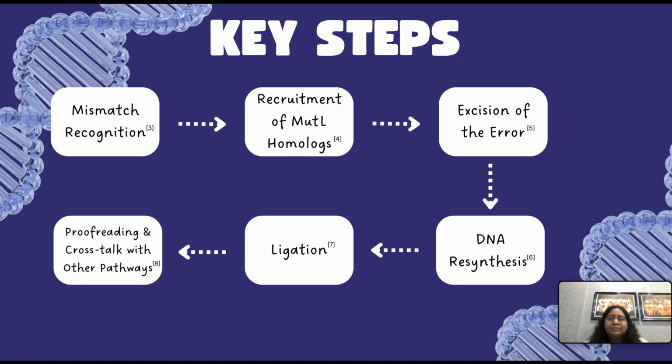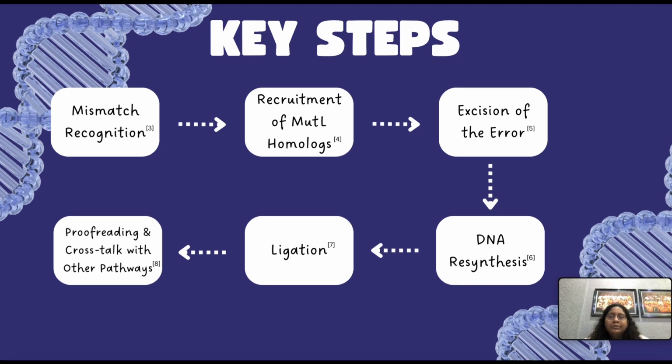So the first one is actually mismatch recognition, which is initiated by the MutS homolog proteins. In eukaryotes, the MSH2-MSH6 complex, or the MutS alpha complex, recognizes base-base mismatches and smaller insertion-deletion loops, while the MSH2-MSH3 complex, or the MutS beta complex, recognizes larger insertion-deletion loops.